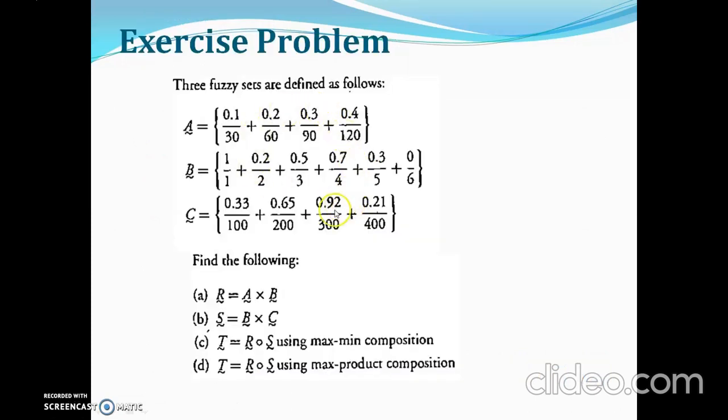So this problem you can try as an exercise. You have to take these two for a Cartesian product, then you get the R relation. Take this B and C, get the Cartesian product and get the S relation. For the R and S, you can go for a max min and max product. The tilde symbol indicates we are dealing with a fuzzy set and fuzzy relations.